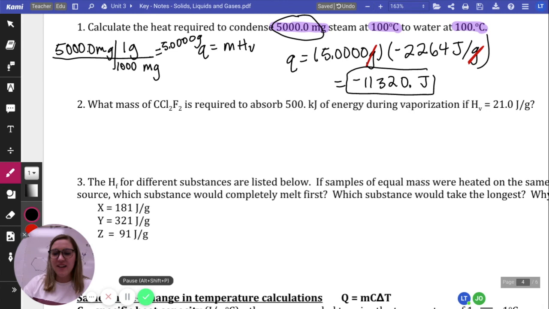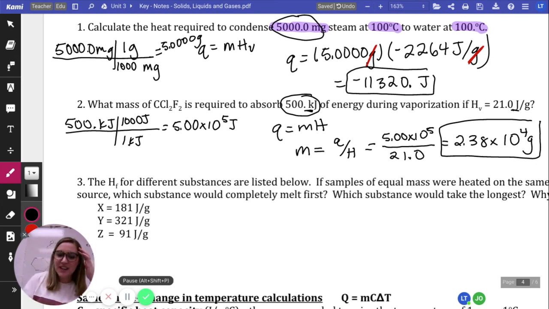All right. So why don't you guys go ahead and do number 2 on your own. I just want to caution you right here that this is in kilojoules, and your heat of vaporization is in joules. All right, so you guys go ahead and try this one out, pause the video and try to do it on your own. And then whenever you're ready, restart and we'll go over the answer.